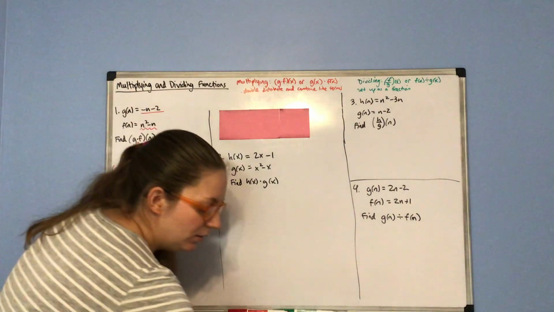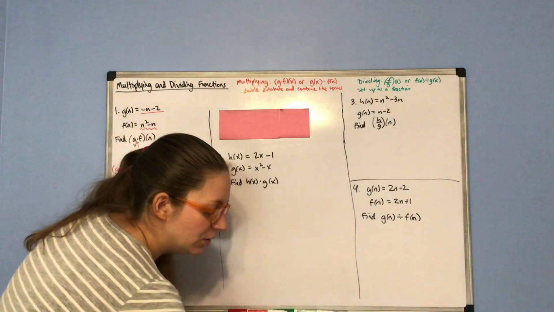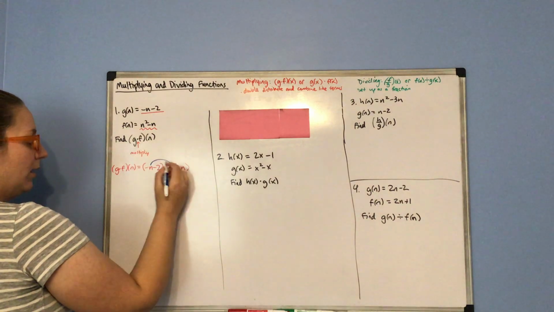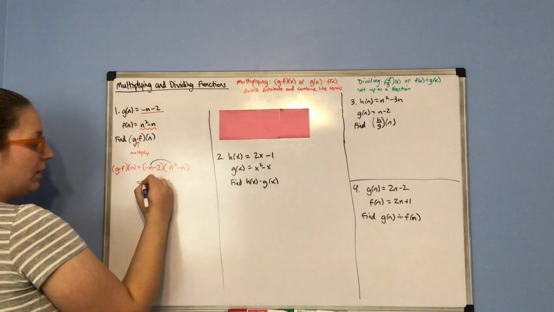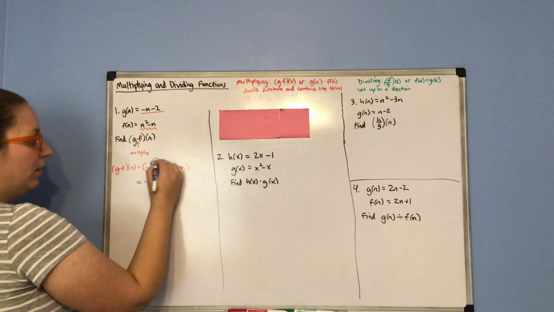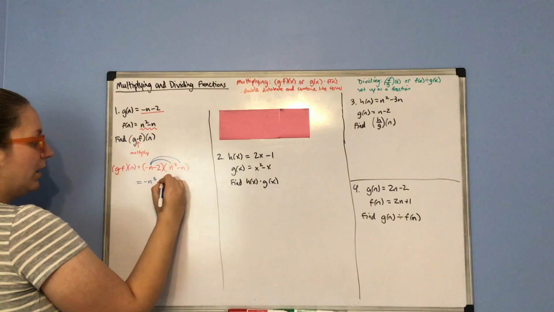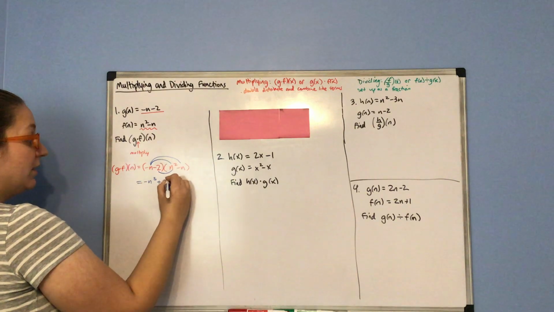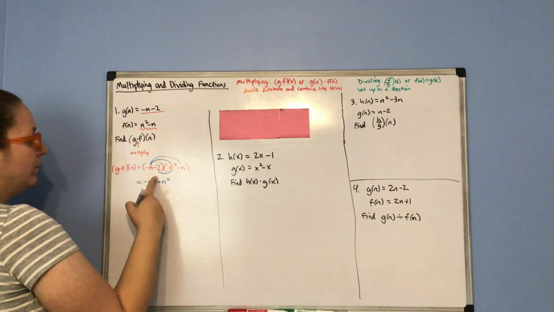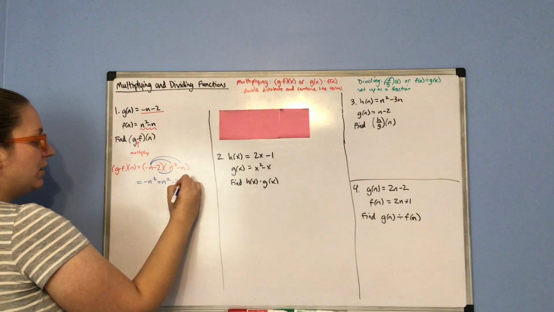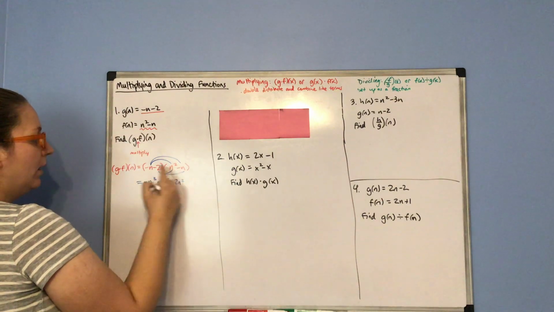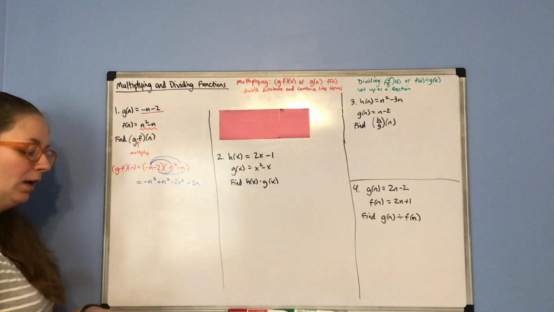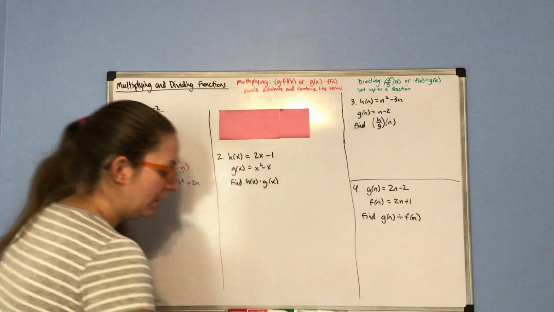Now I need to actually do the multiplication. So I'm going to double distribute, starting by distributing negative n. Negative n times n squared is negative n to the third. Negative n times negative n is plus n squared. Negative 2 times n squared is negative 2n squared. Negative 2 times negative n is plus 2n. I am almost done. Now I just need to combine like terms.